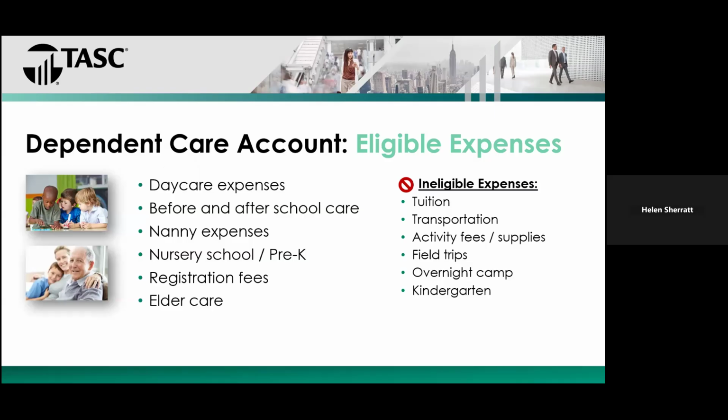On the screen here, you have some examples, daycare expenses. They kind of went through that on the little thing there, but you've got registration fees, nanny expenses. Ineligible is always going to be tuition, transportation, overnight camps, things of those natures are not eligible.